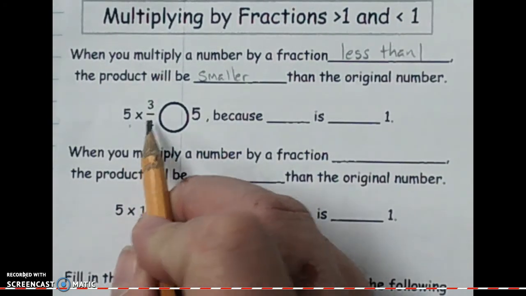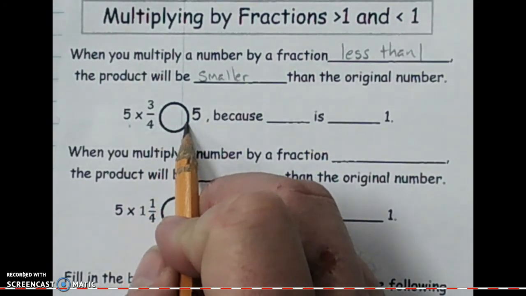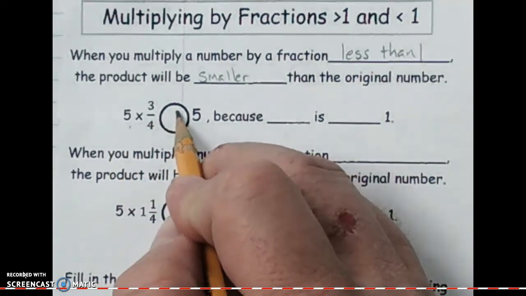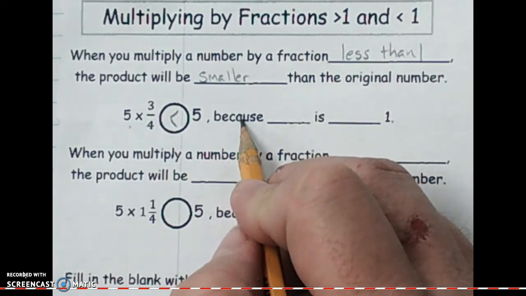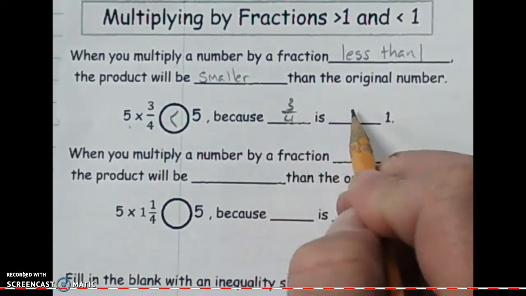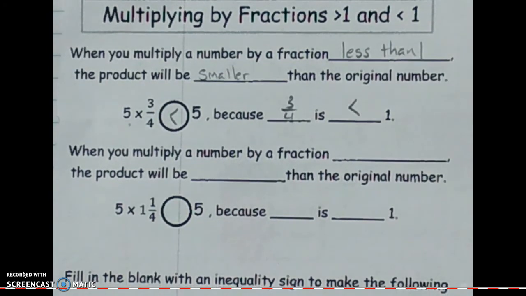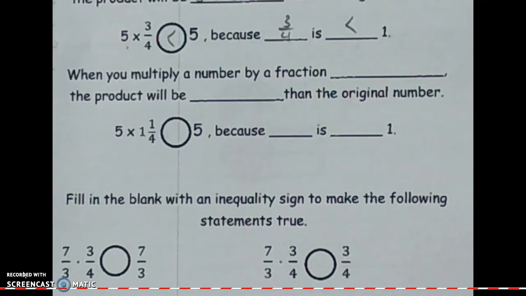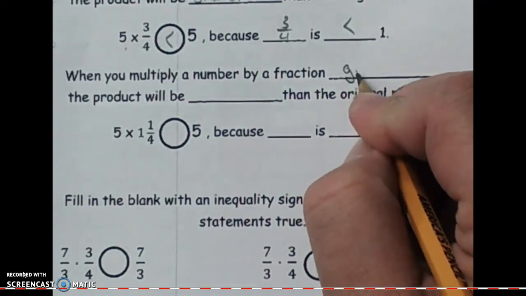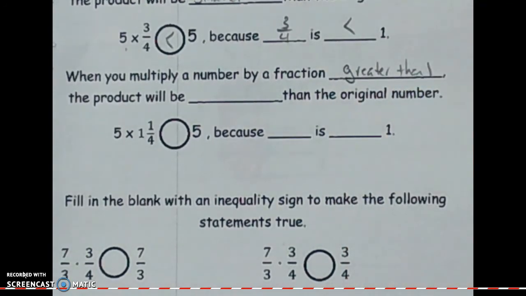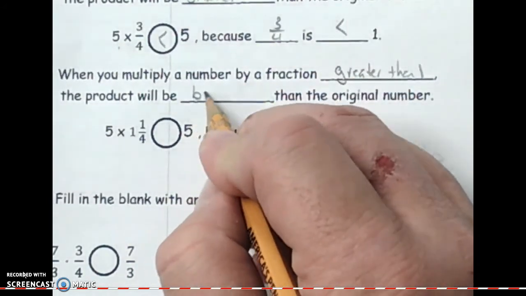Five times 3/4 will be greater than, less than, or equal to 5. What do you think, Hannah? Less than 5 because... Maddie? Because 3/4 is less than 1. When you multiply a number by a fraction that is greater than 1, the product will always be bigger. Larger, either one.